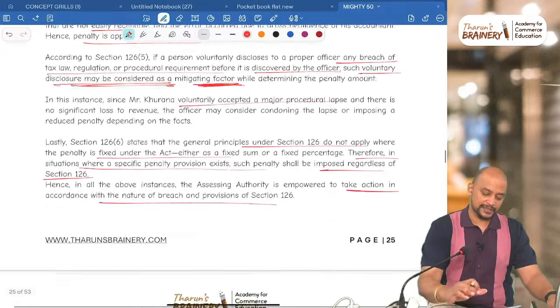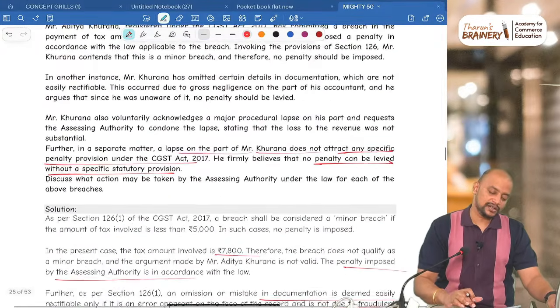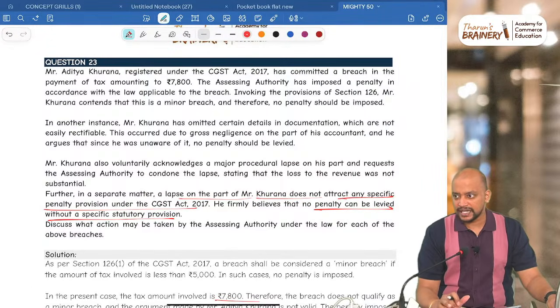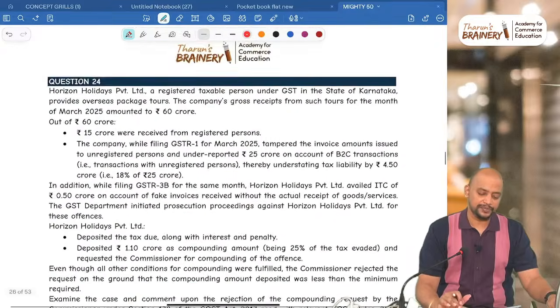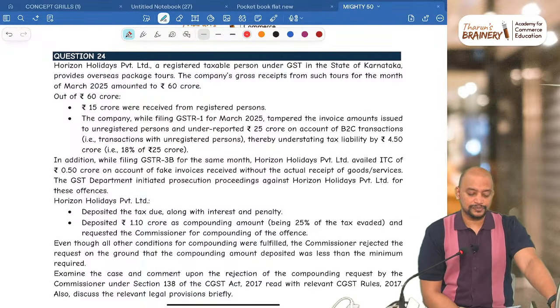The next question, number 24. This is like an RTP question only. Already they have asked this. It's an RTP question only. Look into question number 24.